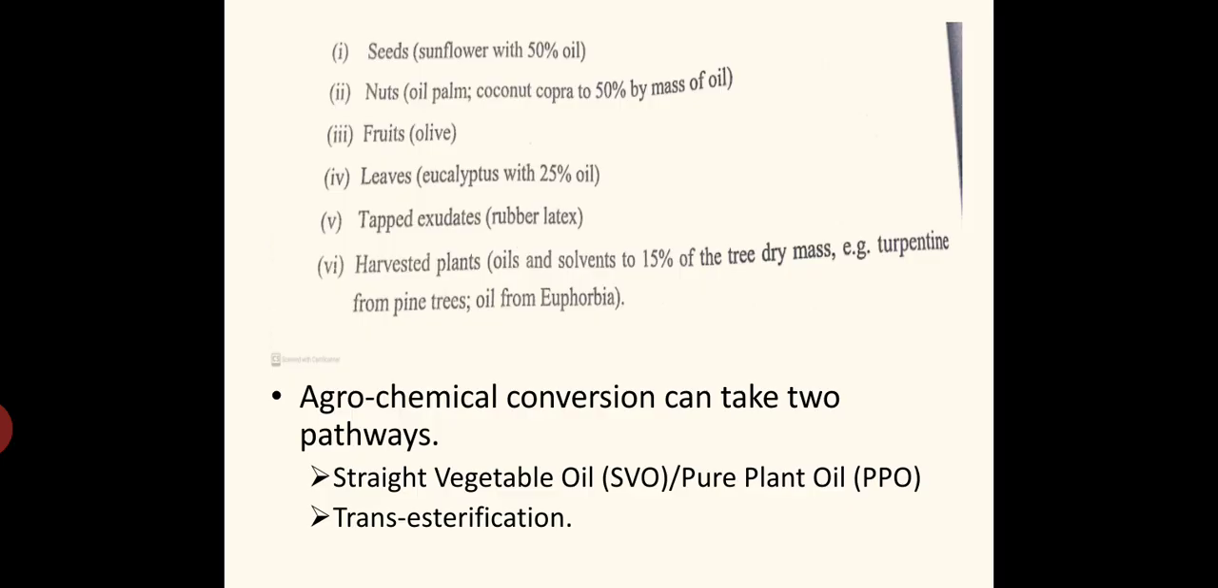Now from nuts we can produce oil, that is oil palm, coconut, copra, which is well known to us. From fruits also we sometimes get oil, for example olive oil, and even from leaves we can produce oil, that is eucalyptus. These are some examples. The first four are very familiar to you, and the fifth one is tapped exudates, like rubber latex.